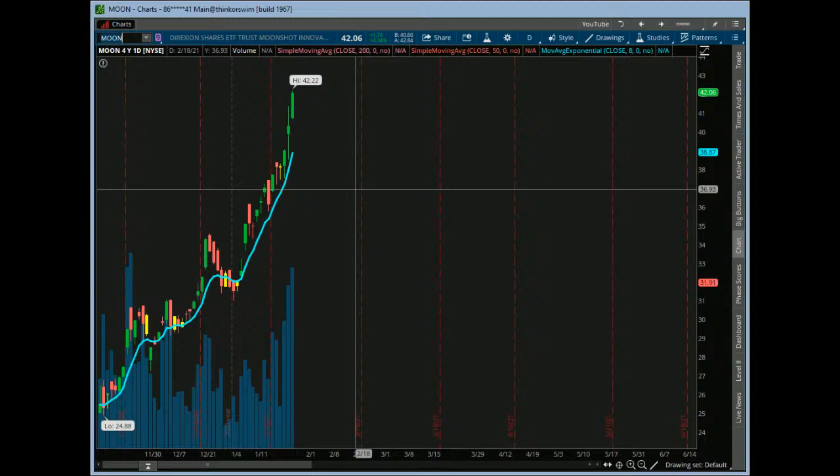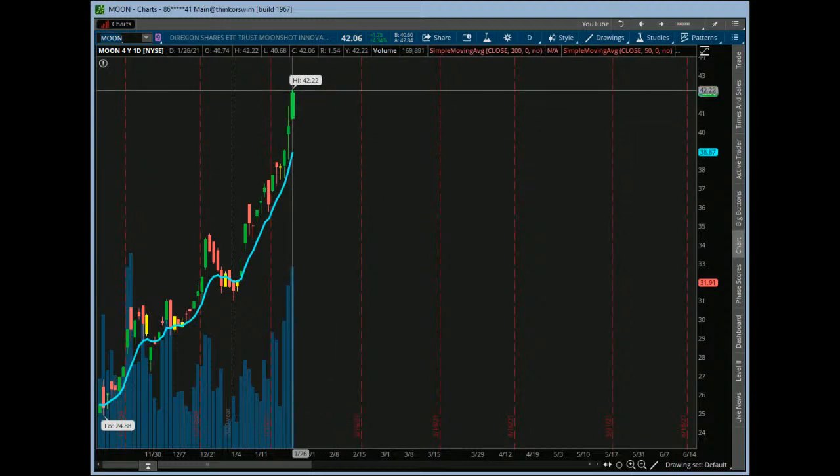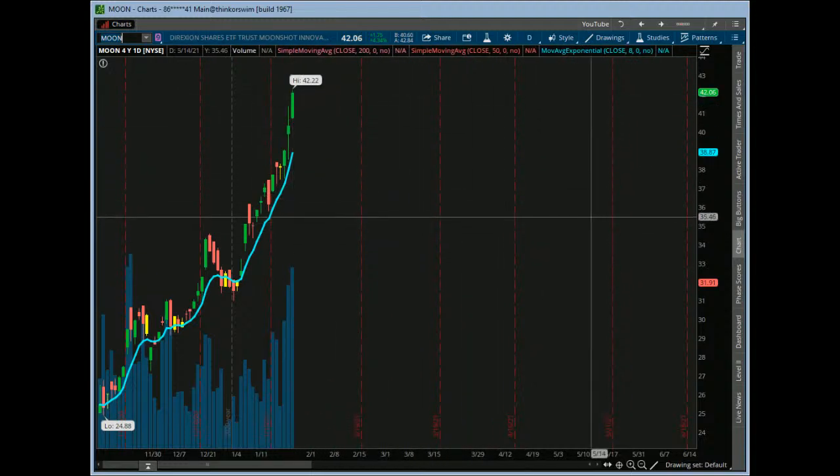And then MOO, yeah, they're all going to the moon, it seems like. So MOON, the Moonshot Innovation, I love it. So that one's ticking up here after hours as well. So again, very, very bullish. So good stuff there.